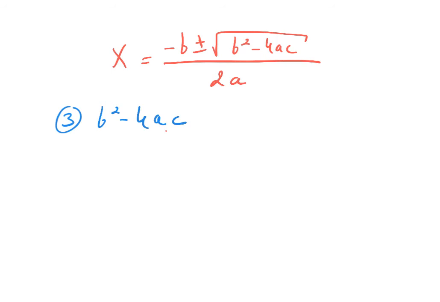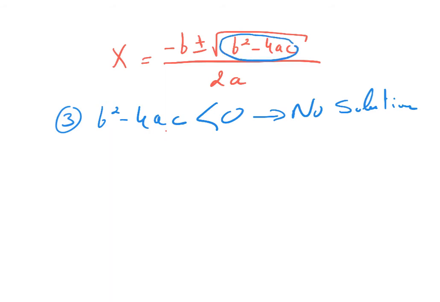All right, so the third scenario for b squared minus 4ac, the discriminant, is when it's less than 0. In this case, no solution, right? Why? Because inside the root, the value always has to be greater than or equal to 0. It cannot be negative. That's why there is no solution. And let me give you an example on this one.